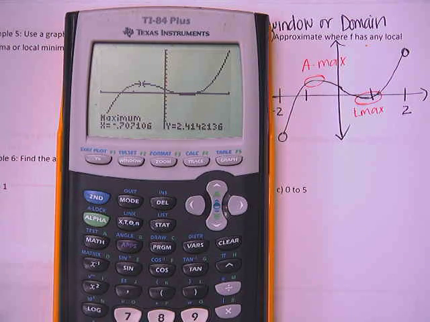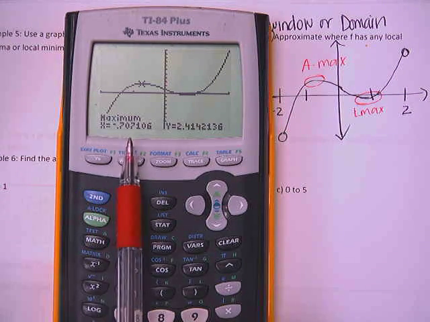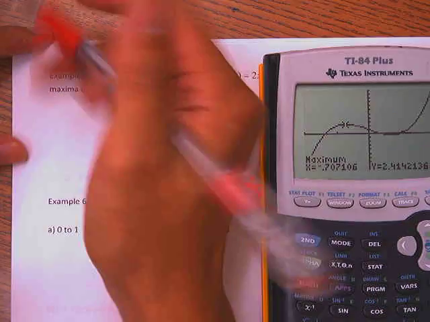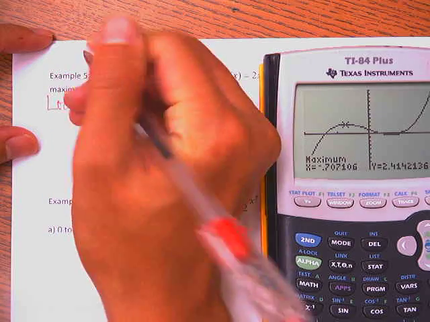Okay, so here we go. It says local maximum is, and I'm going to round to 2 decimal places. Okay, so local max is.